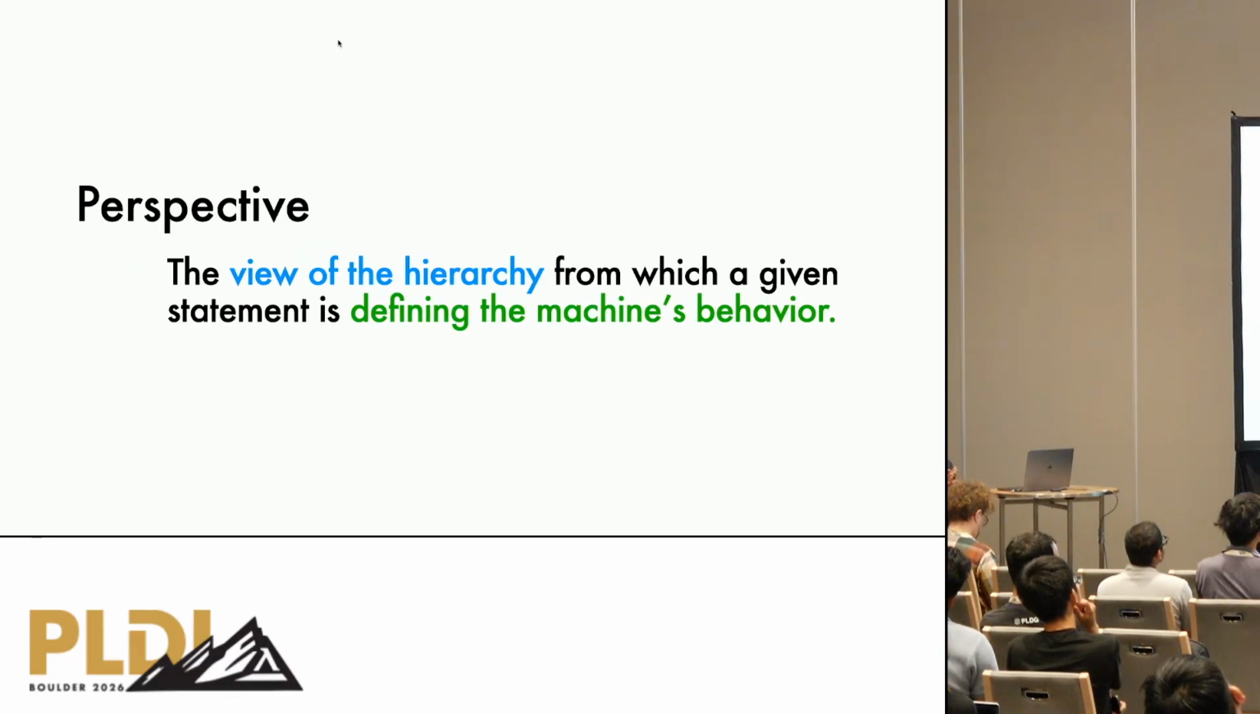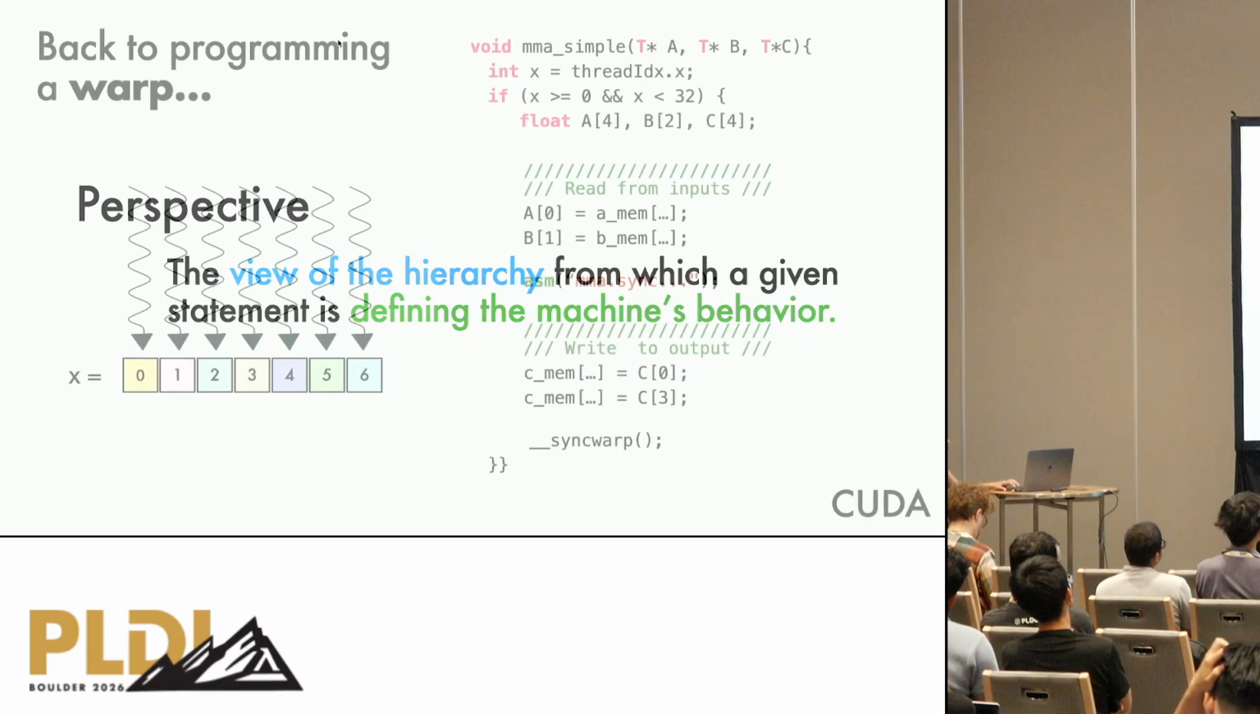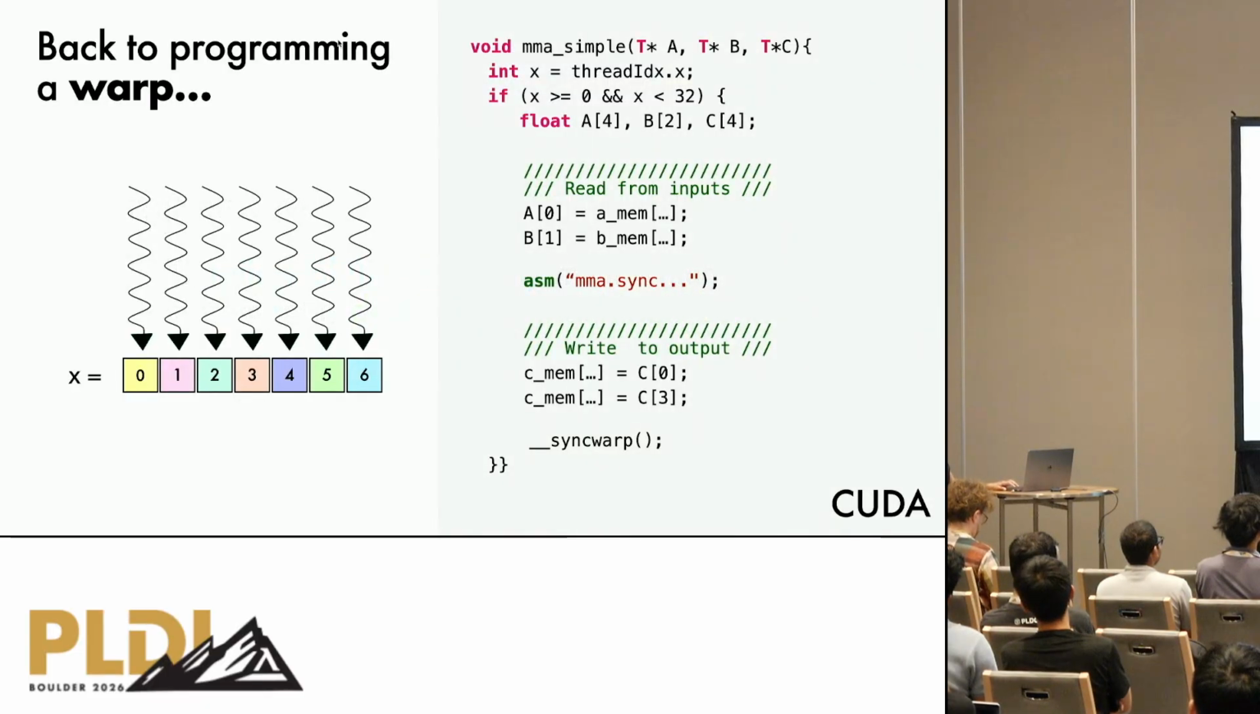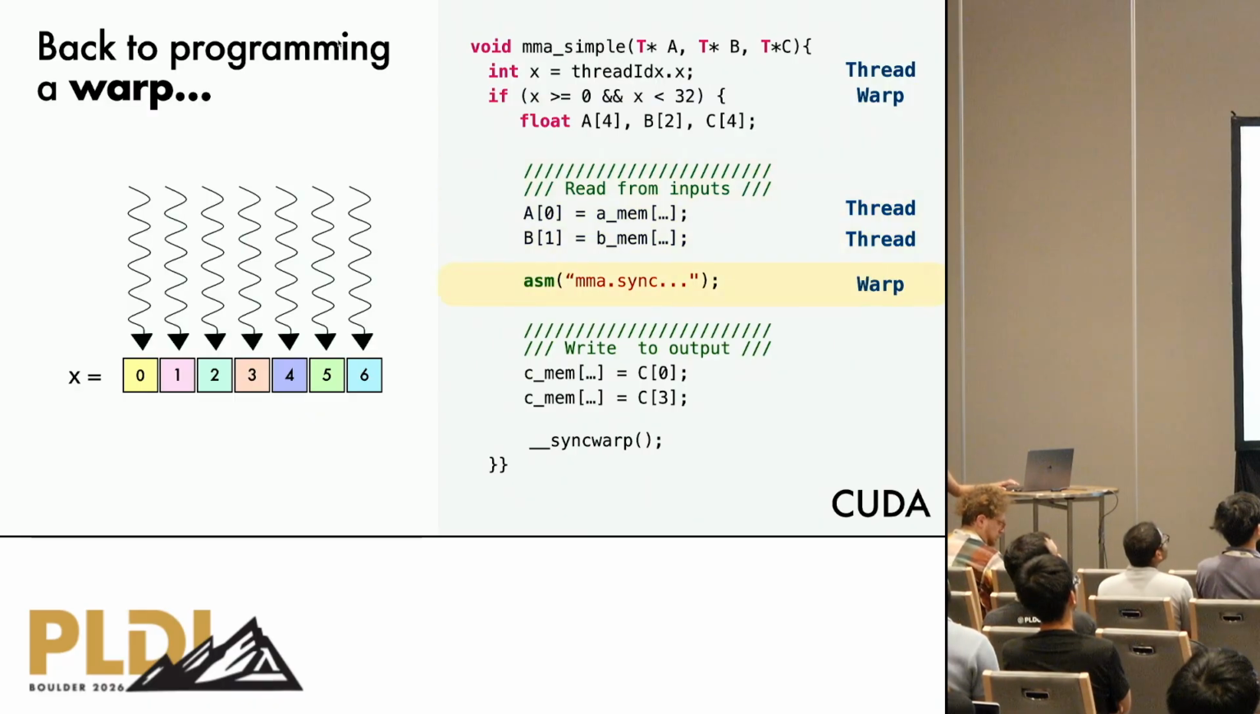The core idea at the heart of Prism is this idea of a perspective. A perspective is simply the view of the hierarchy from which we're going to be defining the machine's behavior. Let's see what this actually means. In our simple tensor core example, we could already see perspectives in play. That first statement there is a thread perspective statement. Literally every thread even has different values for that x variable. The next if statement, a warp perspective. The next two register-based loads are thread perspective. The tensor core, of course, requires the entire warp, a warp perspective statement. Same for those threads. And then finally, the sync warp, also a collective operation from the perspective of a warp.